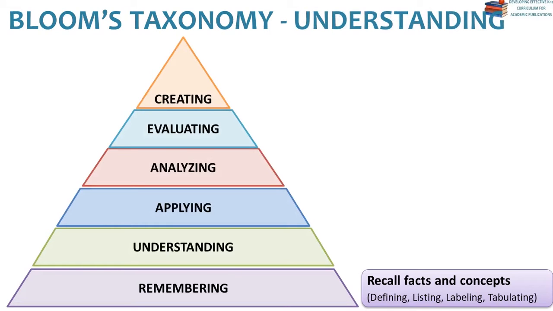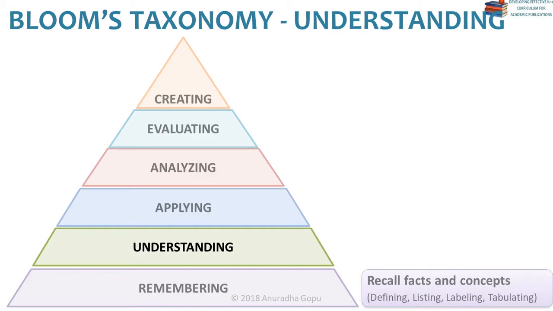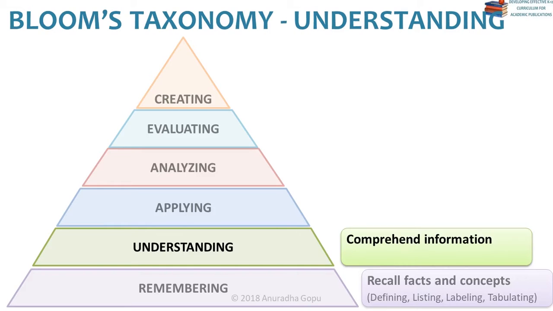The second Bloom's level, understanding, focuses on learners' ability to comprehend, interpret, or understand the information presented to them. In other words, a learner at this level should be able to present given information in their own words. Examples of skills in this level would be explaining, describing, summarizing, and comparing.